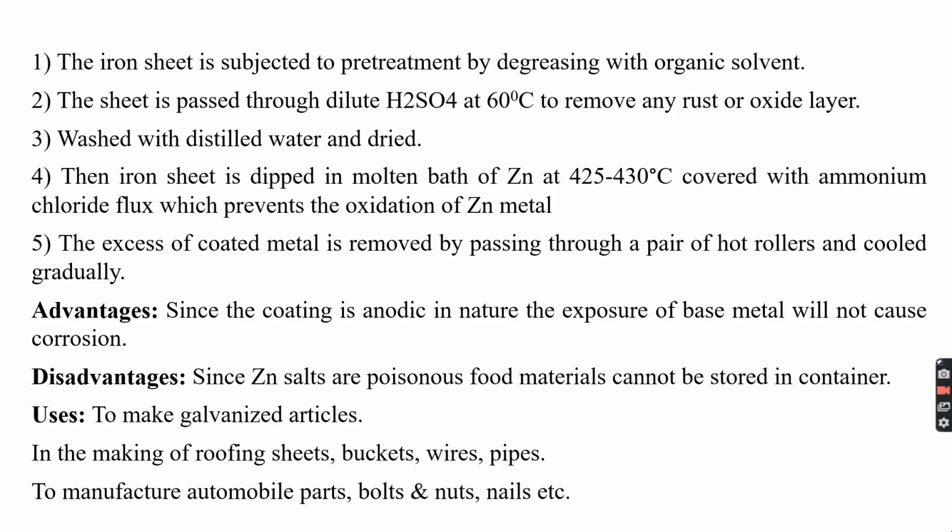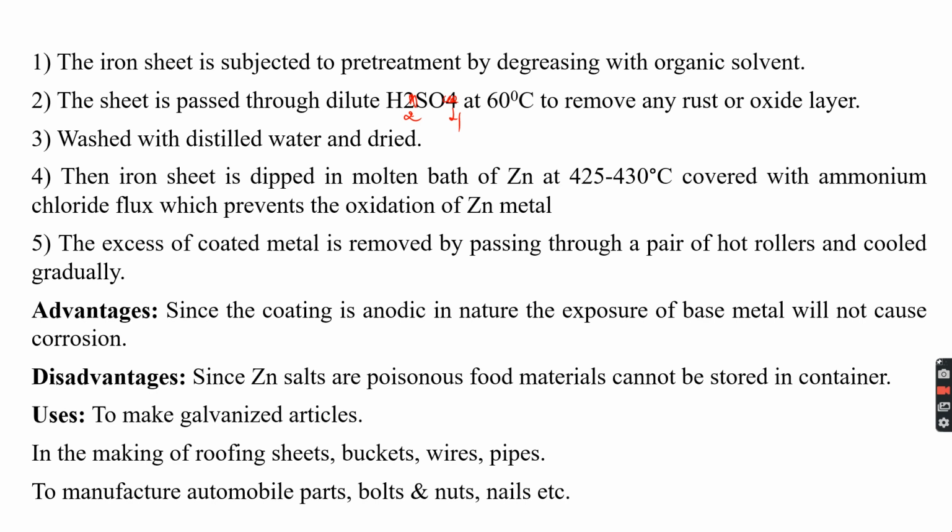The iron sheet is subjected to pre-treatment by degreasing with an organic solvent. Then the sheet is passed through dilute H2SO4, dilute sulfuric acid at 60 degrees Celsius, to remove rust and the oxide layer, washed with distilled water and dried. Then the iron sheet is dipped in a molten bath of zinc at 425 to 430 degrees Celsius, covered with ammonium chloride flux, which prevents oxidation of zinc. Then the excess coating of metal is removed by passing it through a hot roller.